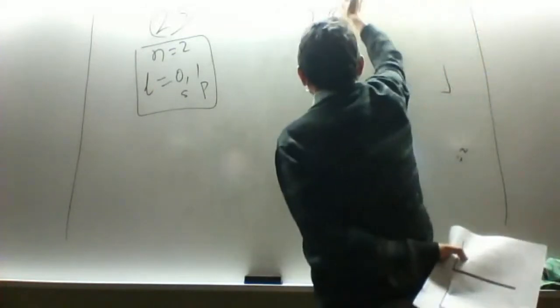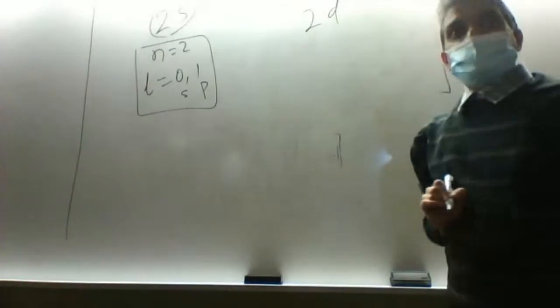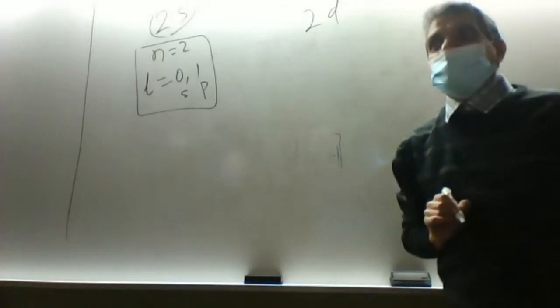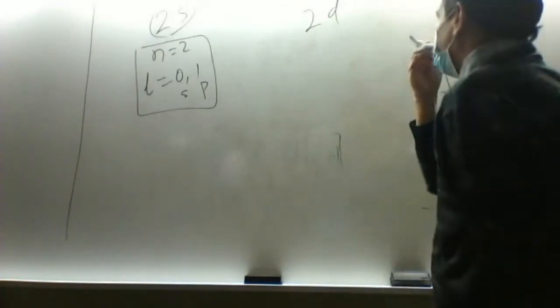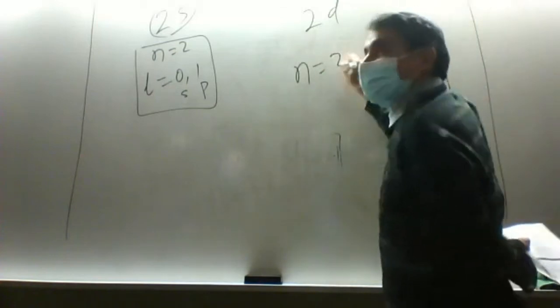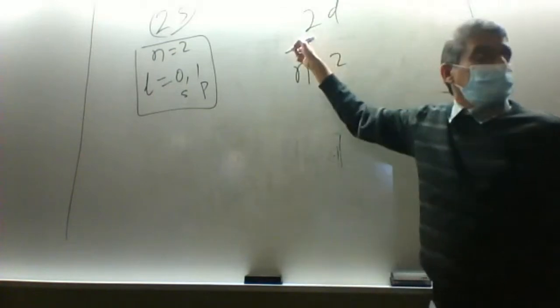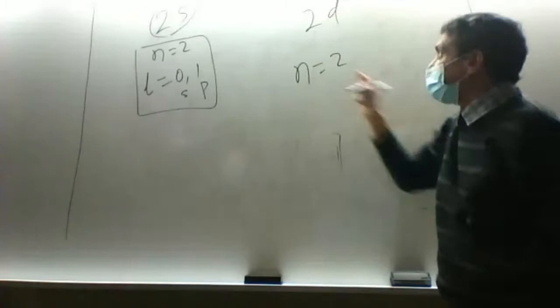2D. Is 2D possible or not? If somebody asks you, oh, I have a 2D orbital, is it right or wrong? So let's write it. So n is equal to what? 2, right? So I am going to just pick this number 2 here, n equals 2.